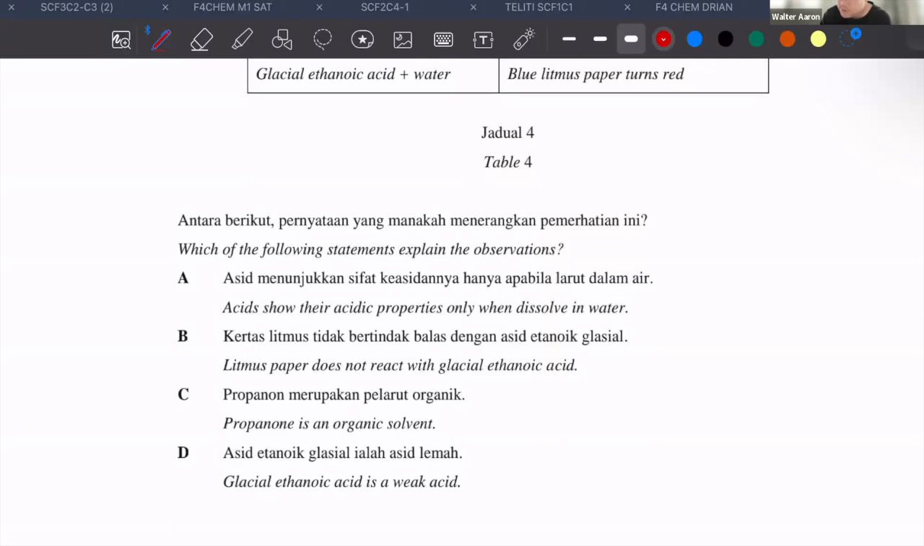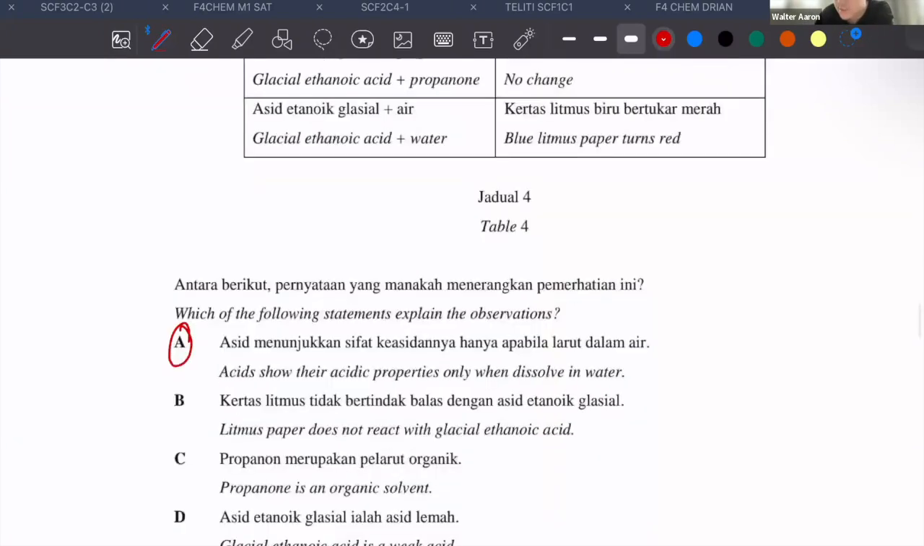Acids only show the property when dissolved in water. I think that's true. The rest of it doesn't make sense. So therefore, A is the answer. Alkaline substances and acids can only show their properties in the presence of a certain ion. So for acids, they must be able to produce hydrogen ions. And for the alkaline substances, they must be able to produce hydroxide ions, right?